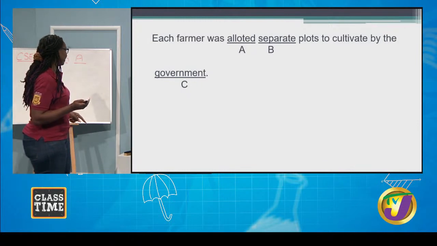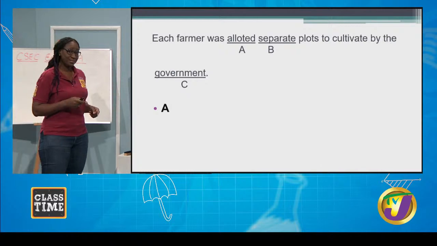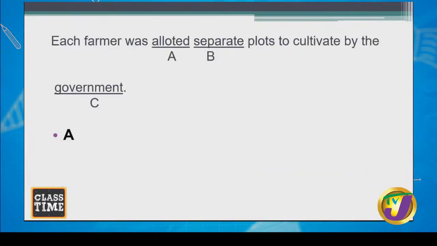All right, let's look. So allotted is spelled incorrectly. How do you spell allotted? Think about it. This is how you spell allotted. Two L's and two T's. So when it's allotted, you double the T. All right, so I hope you got that right. Let's move on to our next one.